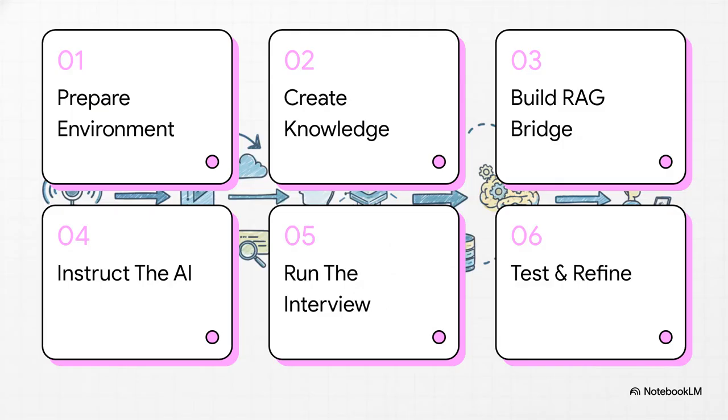So here's our roadmap for today. We've split the entire process into 6 clear phases. We'll start with the setup, and we'll end with a fully autonomous AI. Sticking to this structure is going to keep you and your team on track.